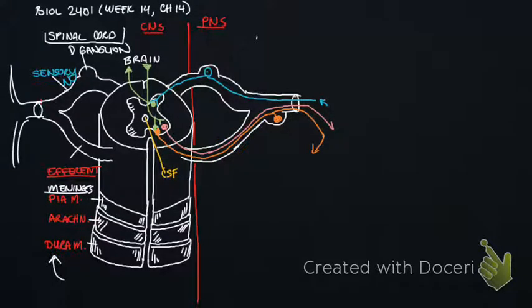So this is the recording, the notes recording for chapter 14, and it goes over the spinal cord and the spinal nerves. So we'll start by going over the spinal cord and orient ourselves just a little bit.